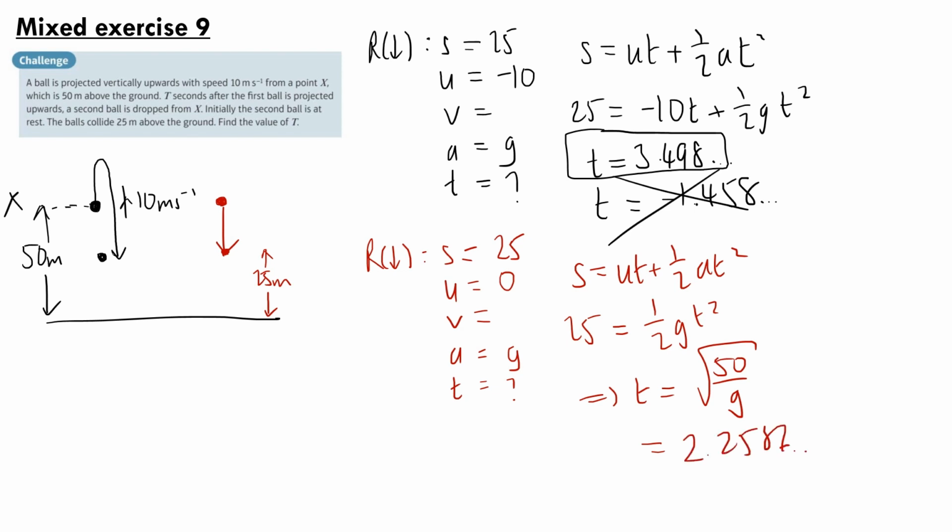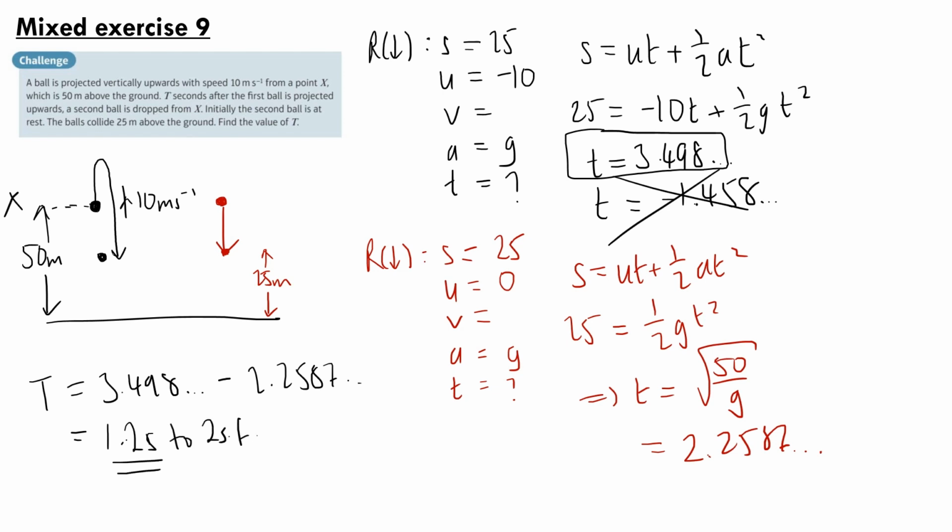2.2587, and so on. So we know that the second ball was dropped t seconds after the first ball. So we know that the difference in these two times will be our capital T. So capital T is equal to 3.498 minus 2.2587. And if we put this into our calculator, we will see that we get 1.2 seconds to two significant figures. And that is our final answer. And that is the end of the first part of Edexcel's Applied Year 1 textbook for mechanics.